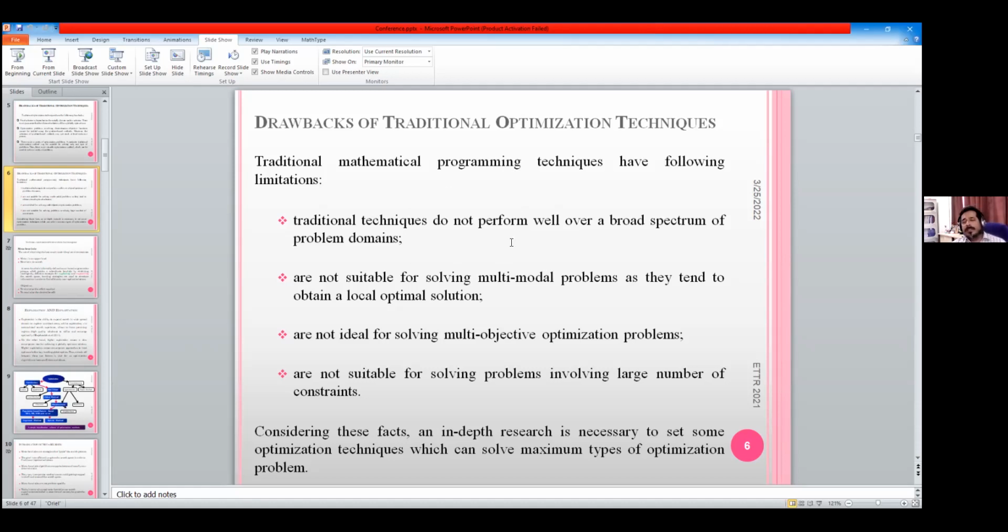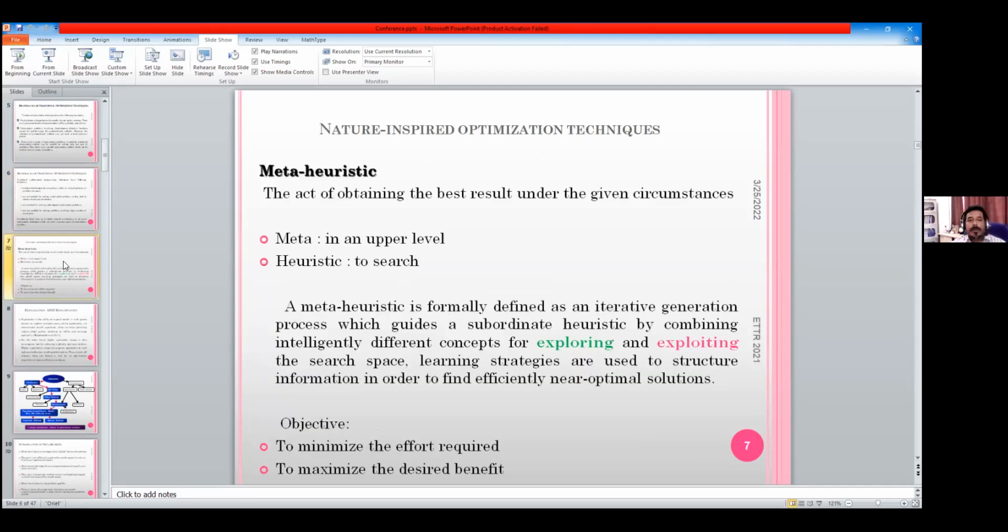So a nature-inspired optimization algorithm can easily solve multi-objective optimization problems by using the Pareto optimal front or Pareto front. Now, nature-inspired optimization algorithms, sometimes we call them metaheuristics, because meta in general means an upper level, and heuristic means to search. So actually we are finding the solution by an exhaustive search, and then finally we obtain the result.